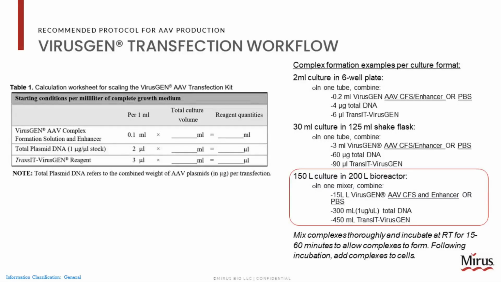For example, we follow this formula to do a few permutations, either being a 2 ml culture in a 6 well plate, a 30 ml culture in a 125 ml shake flask, or directly to a 150 liter culture in a 200 liter bioreactor.